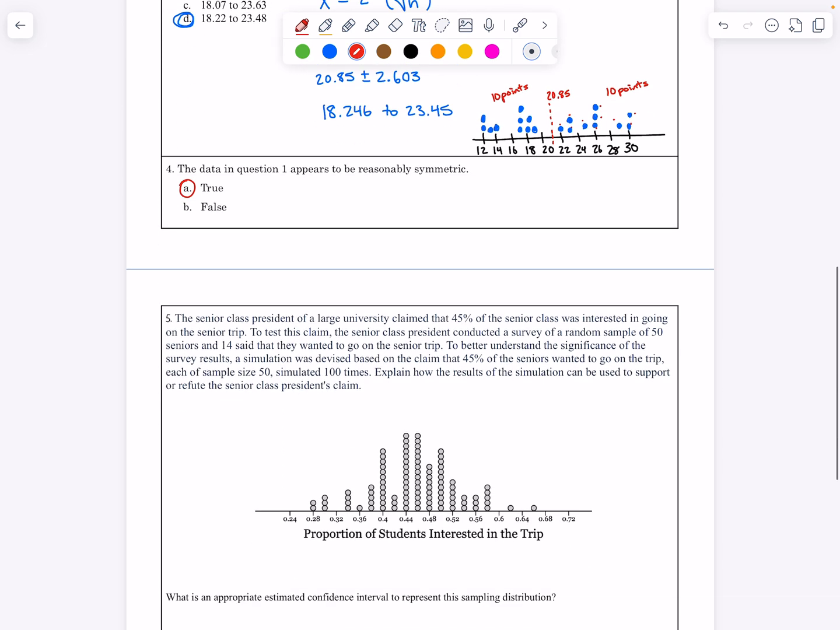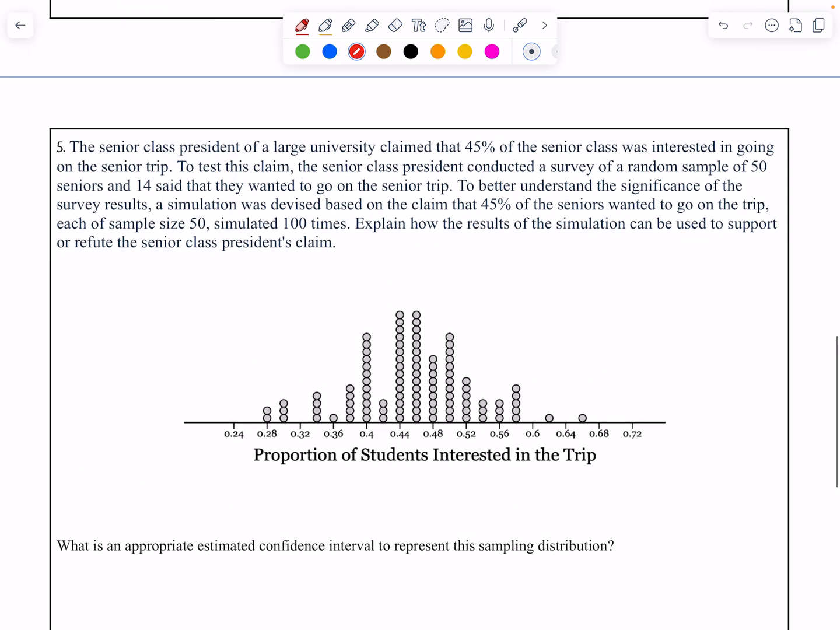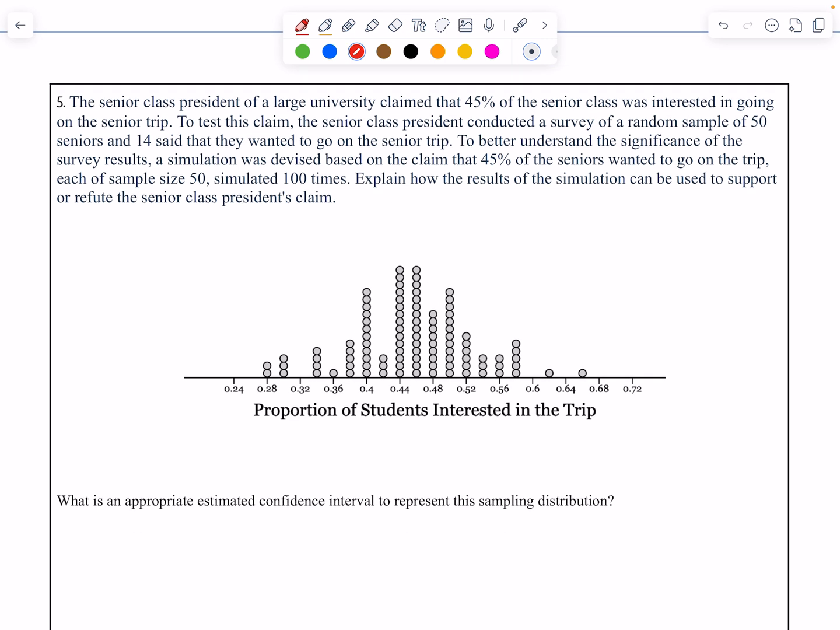Okay, number 5 says, the senior class president of a large university claimed that 45% of the senior class was interested in going on the senior trip. To test this claim, the senior class president conducted a survey of a random sample of 50 seniors, and 14 said that they wanted to go on the senior trip. To better understand the significance of the survey results, a simulation was devised based on the claim that 45% of the seniors wanted to go on the trip. Each of the sample size 50 was simulated 100 times. Explain how the results of the simulation can be used to support or refute the senior class president's claim.